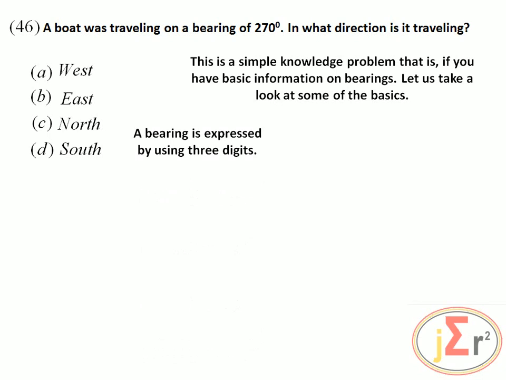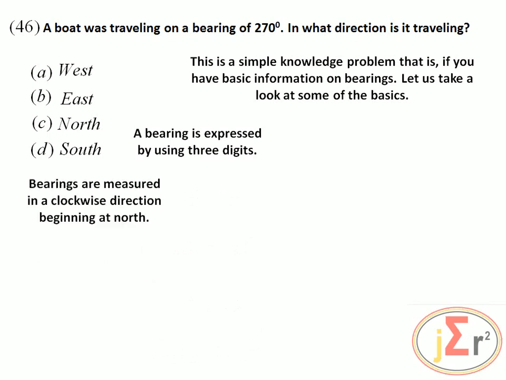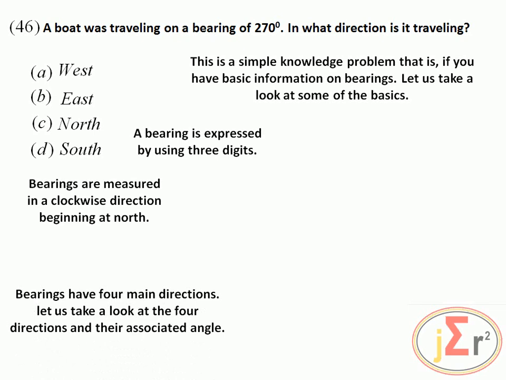A bearing is expressed by using 3 digits. Bearings are measured in a clockwise direction beginning at north. Bearings have 4 main directions. Let us take a look at the 4 directions and their associated angle.